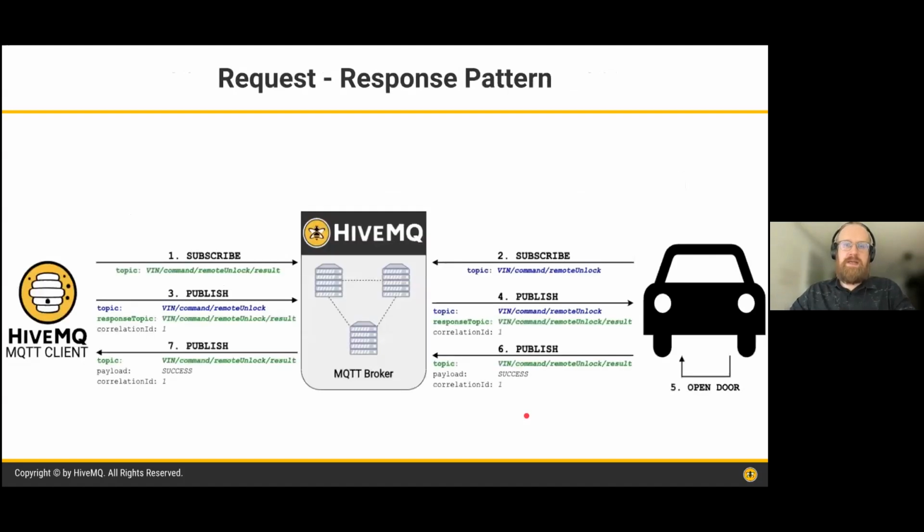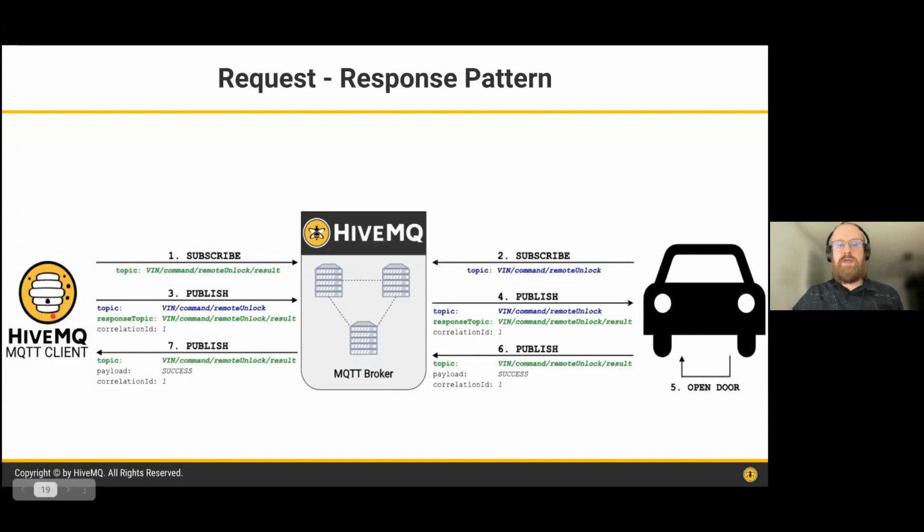Here's the example for it. This would be a situation where you have a car with connectivity functionality, and you are able to open the door with, in this case, the HiveMQ MQTT client, which would suggest this is an Android application on your phone. And now we have a series of events that happen.